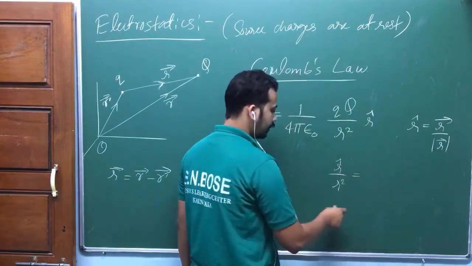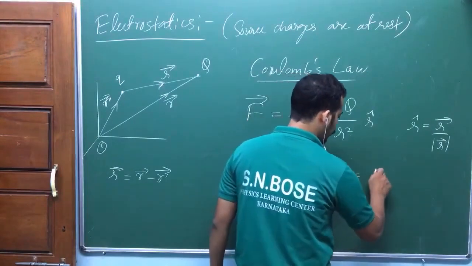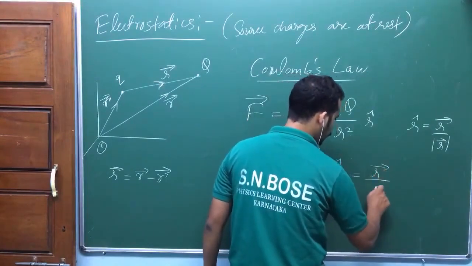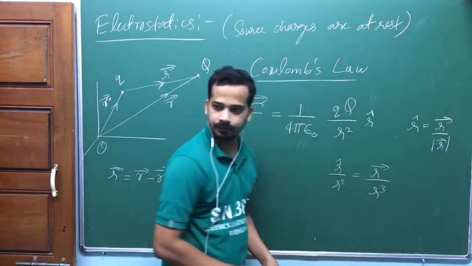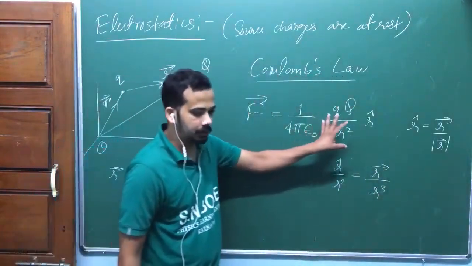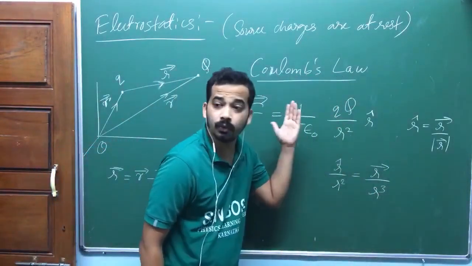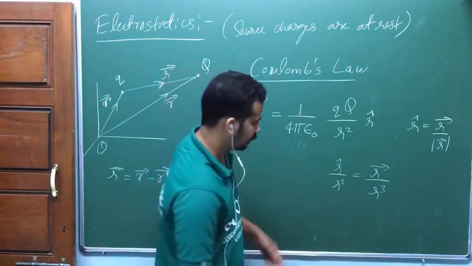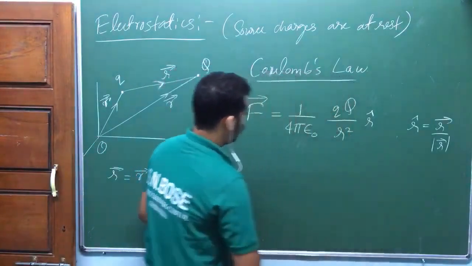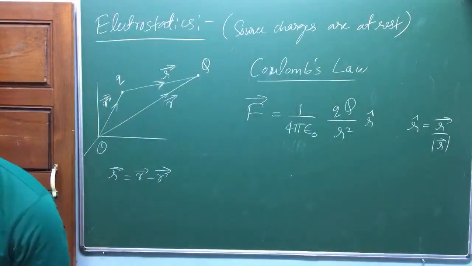Sometimes we multiply and divide by one more italic R, and write this as R vector divided by R cube. But I feel comfortable with R cap by R square, so that I can say it is an inverse square law. That's why I'm writing it like this. So this is Coulomb's law.